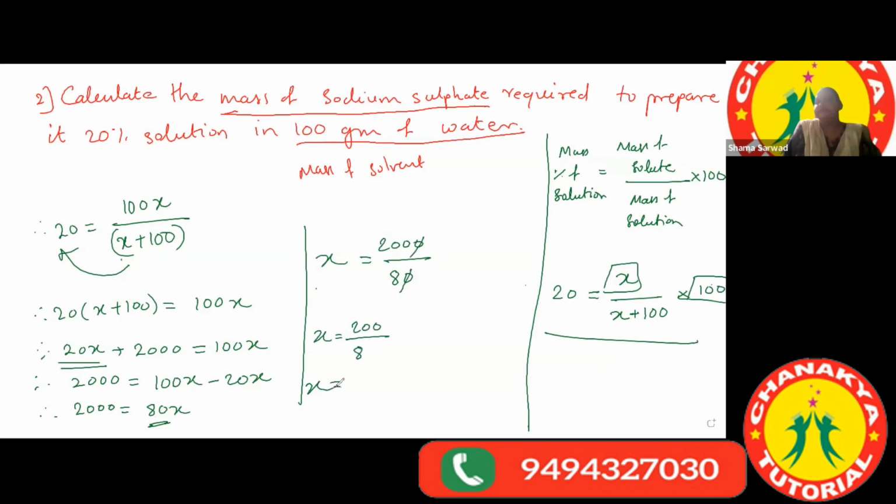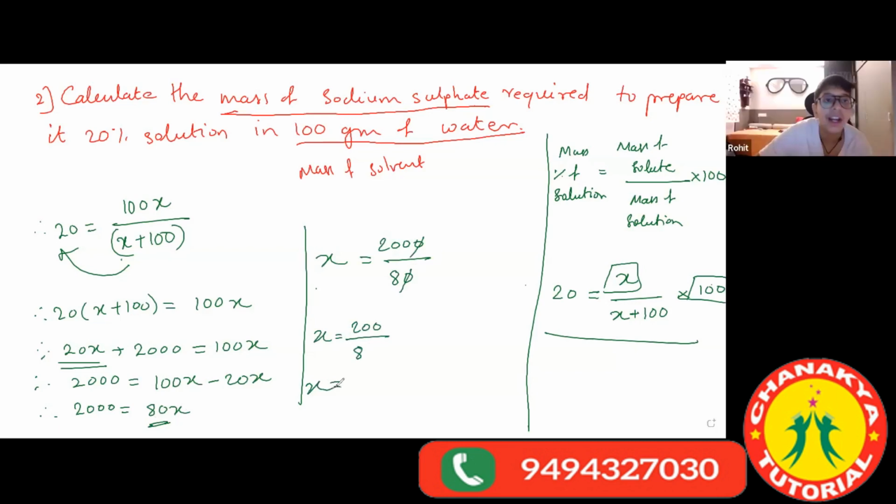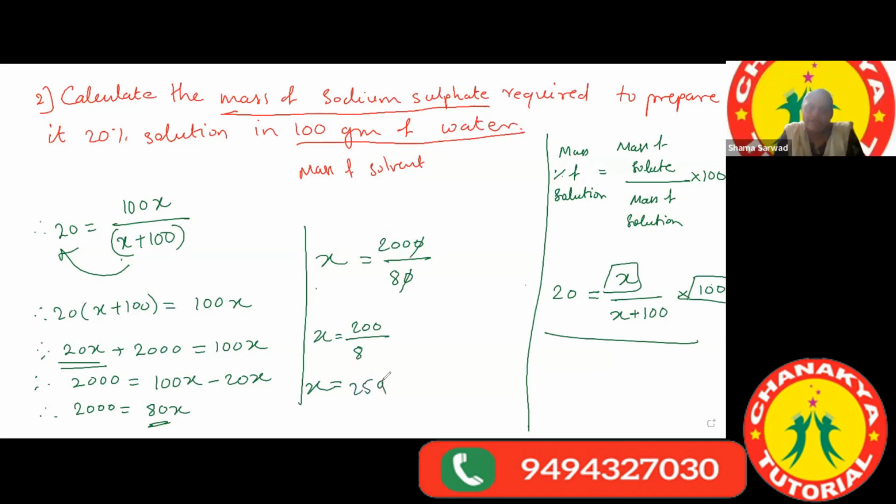What would be the answer? 25 grams. Yes, 25. So x is equal to 25 gram. So 25 gram of sodium sulfate is to be dissolved into 100 gram of water to make it 20% solution. Got it?